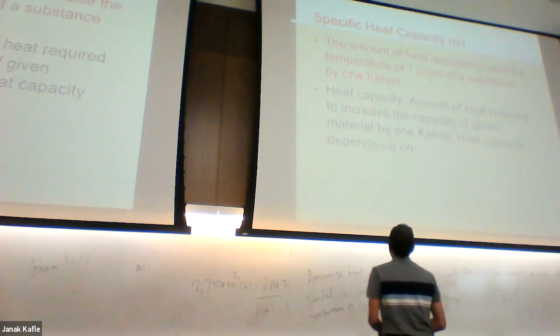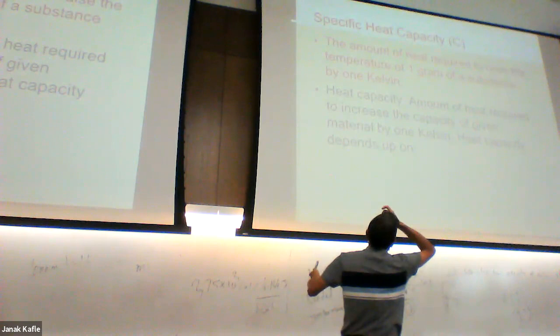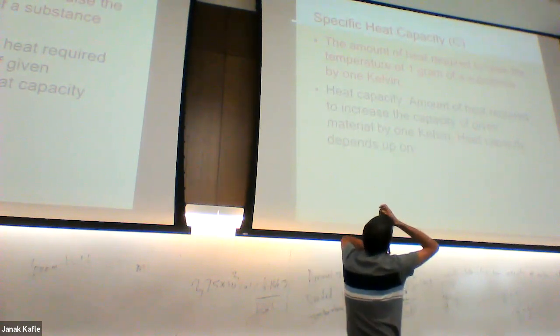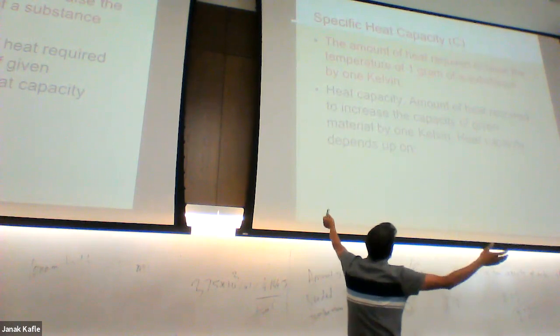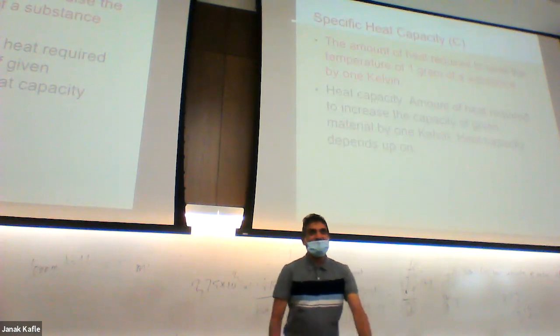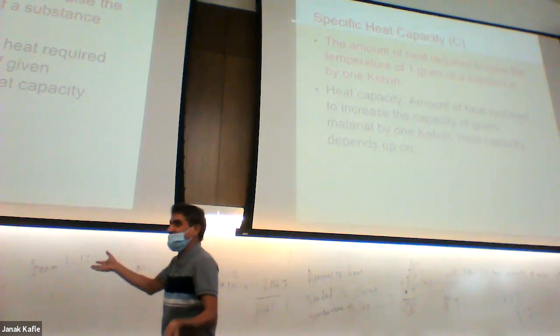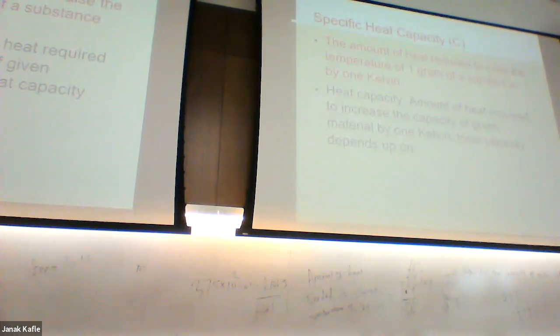So heat capacity is the amount of heat required to increase the temperature of a given material. The first one is the amount of heat required to raise the temperature of 1 gram of substance by 1 Kelvin. So 1 Kelvin or 1 degree centigrade is the same here, yeah. So don't get confused with the Kelvin. If it says Kelvin or it says degree centigrade, it's the same thing, yeah. So the former one is the specific heat capacity because I am taking 1 gram. The next one is heat capacity. I just take the specific term away from there.